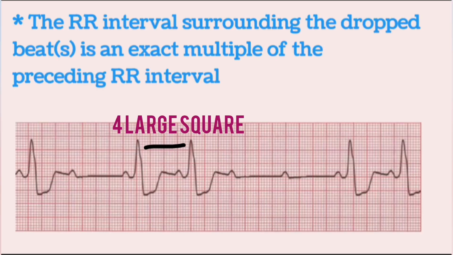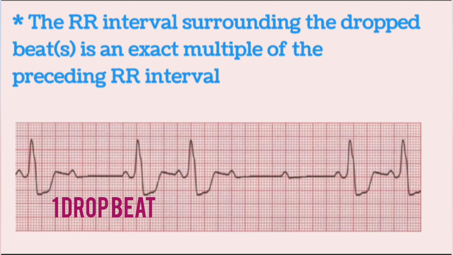For example, as we can see from the ECG strip, the RR interval is 4 large squares. On the left side, there is one dropped beat. For that, we get the RR interval in that scenario 2 times the RR interval where the P wave is followed by a QRS complex.